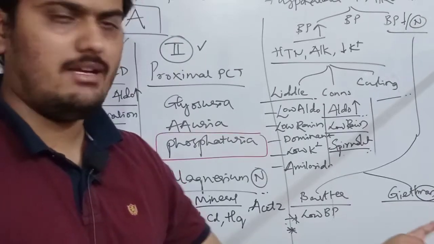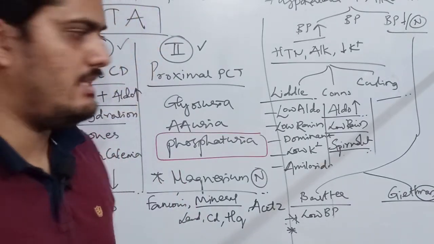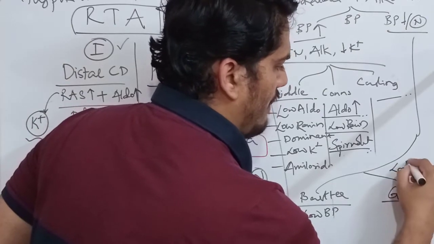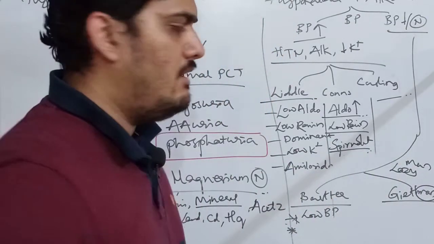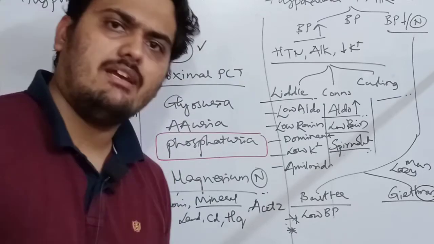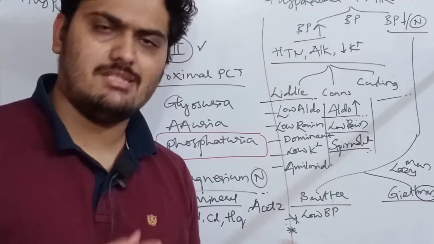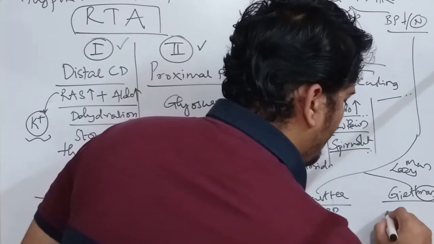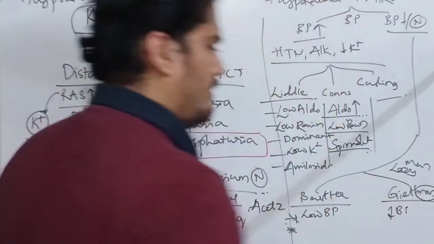Next, in Gitelman, again we can remember like that. Gitelman, there is L behind man. That is a lazy man. You can remember that a lazy man doesn't take any tension at all. So the stress level in the lazy man is very low. So in Gitelman syndrome, again the blood pressure is low. We can remember like that.